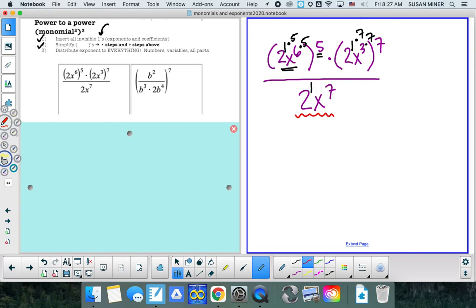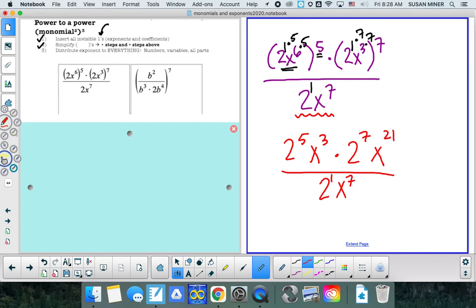Okay, so I'm just going to take care of my parentheses now, and I'm going to end up with 2 to the 5th, x to the 30th, times 2 to the 7th, x to the 21. And that's all going to be over 2 to the 1st, x to the 7th.